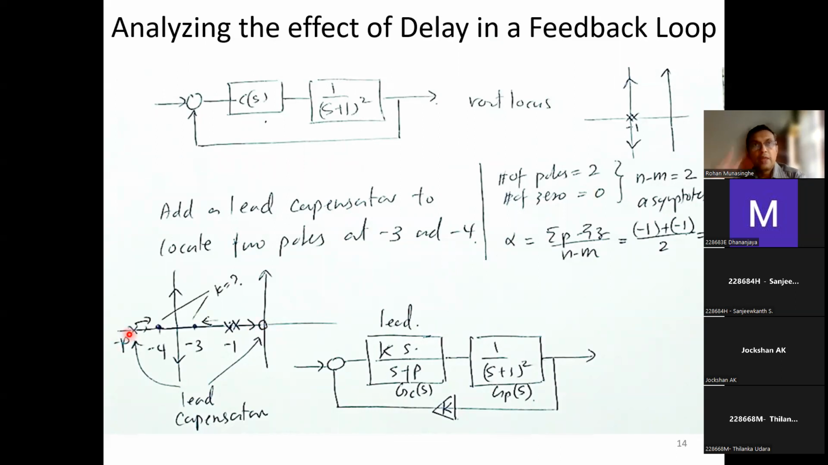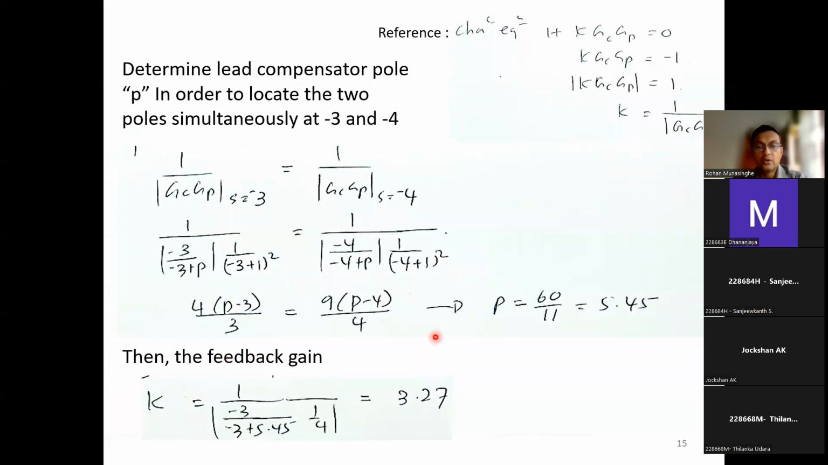So in order to achieve both poles, one at -3 and at the same time the other one at -4 with a single gain, this is not easily doable. With a single gain, you want to place the two poles at -3 and -4 simultaneously. Therefore, the pole has to be located at a particular point to allow that. Okay, so we have figured that out as 5.45.